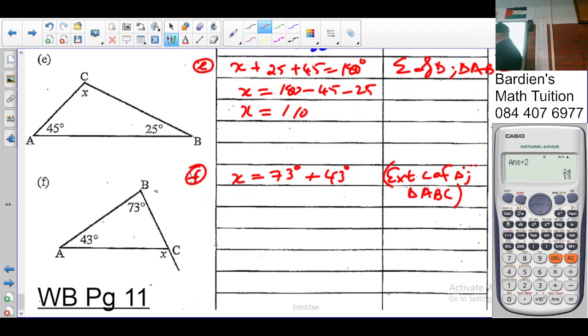Okay. So this works out to be 116. Okay. Any confusion there? No?